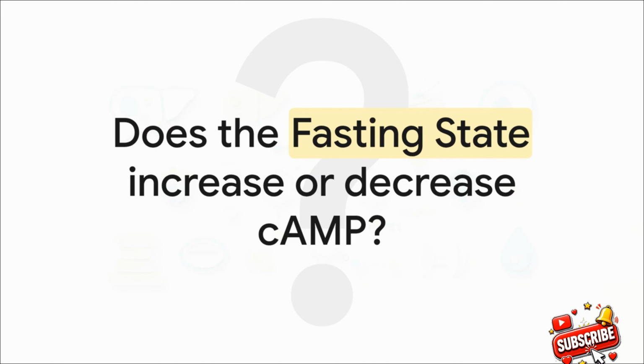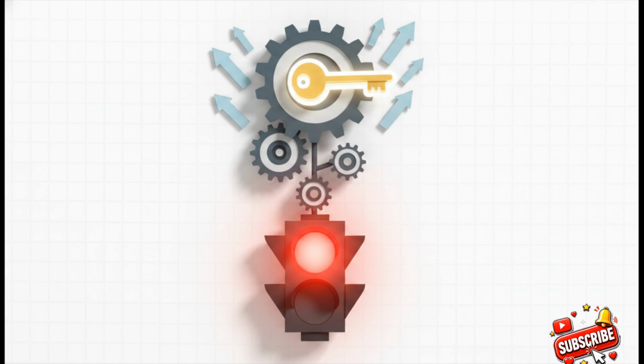All right, let's quickly test your signaling pathway memory. Does the fasting state lead to an increase or a decrease in intracellular cAMP levels? The answer is an absolute increase. Elevated glucagon binds to receptors, generating a massive surge of cAMP. This acts as the key to turn on active protein kinase A, effectively initiating the red light cascade that halts energy storage and prompts energy release.